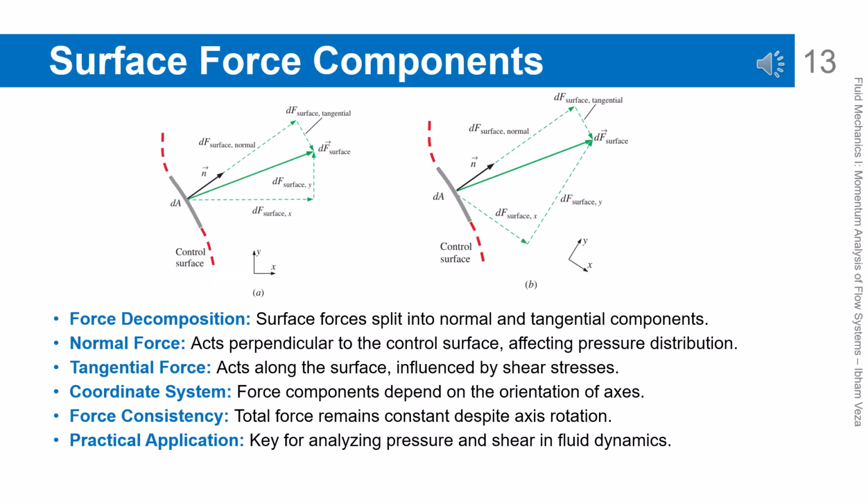Surface force components. Surface forces can always be decomposed into normal and tangential components. The normal component acts perpendicular to the surface and is directly related to pressure. The tangential component acts along the surface and comes from shear stress. The chosen coordinate system affects the component values, but the resultant force remains the same. This concept is very important in analyzing forces on walls and solid boundaries.